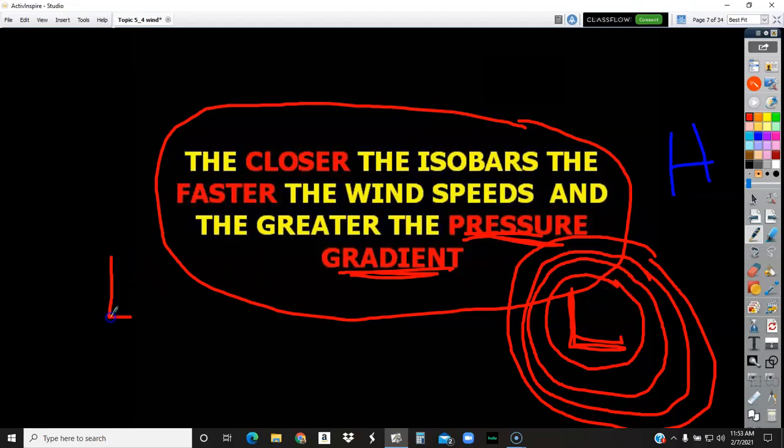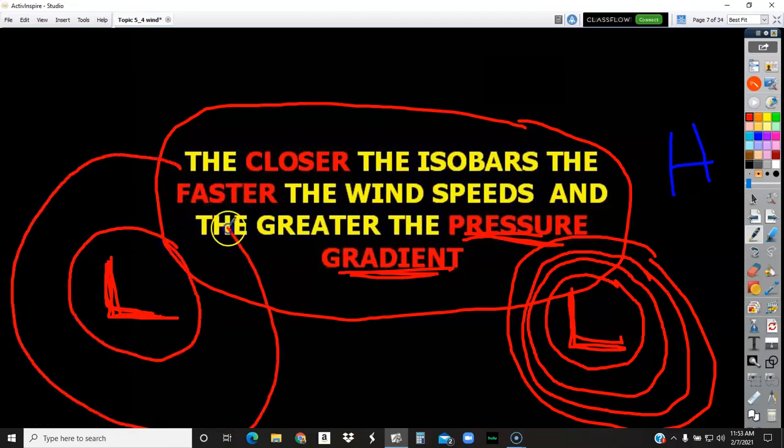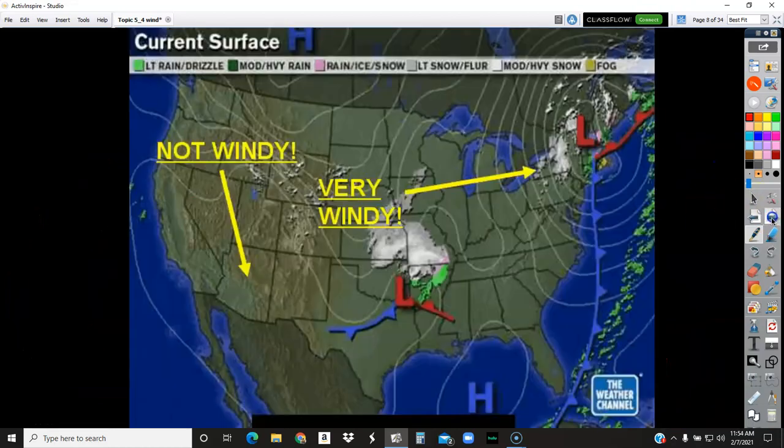If you had a low pressure like this, let's say over on this side, but the isobars, let's say that's 1, and the next isobar was way out here, much, much further apart, then not as windy. So this storm over here on the right would have a lot of wind. This storm over here on the left would have very little wind. Right? So just looking at the distance between the isobars will tell you whether it's going to be a windy day or not a windy day.